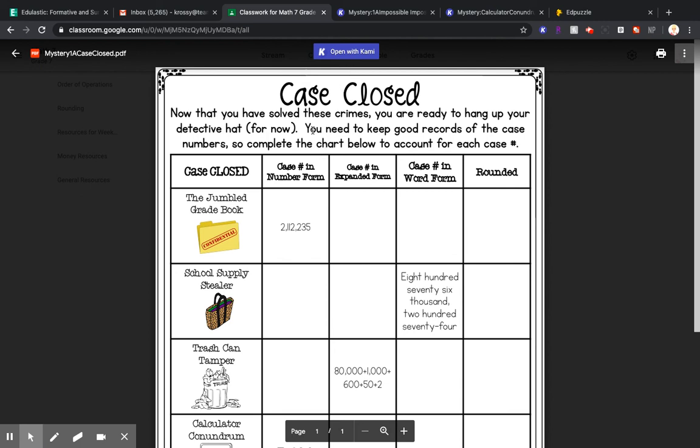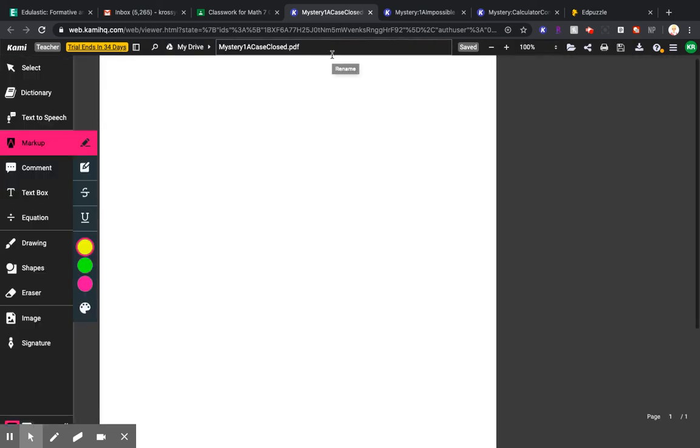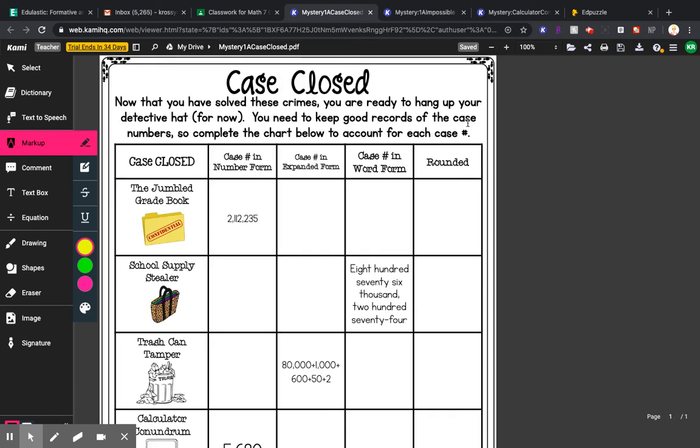Okay. And it says, now that you have solved these crimes, you're ready to hang up your detective hat for now. Sorry, I didn't open it yet. Okay. You're ready to hang up your detective hat for now. You need to keep good records of the case numbers, so complete the chart below to account for each case number. Okay, so here's Case Closed. This was the jumbled grade book. Okay, case number in word form. So the word form is here. You're going to write this number in expanded form.